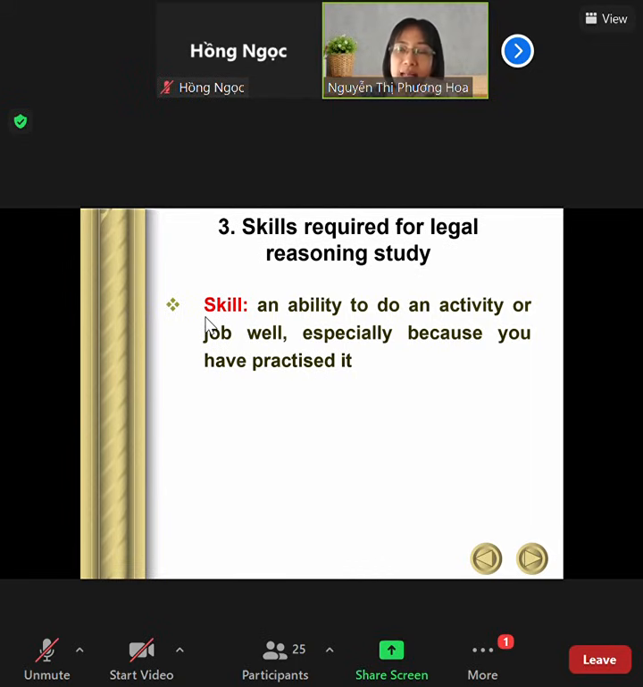So therefore, language skills are essential to lawyers, to the legal profession. And therefore you have to improve and practice your skill. Okay, later on, we will discuss more in detail. But now we have two groups of skills, critical thinking and language skills. What else? What else is needed for lawyers?